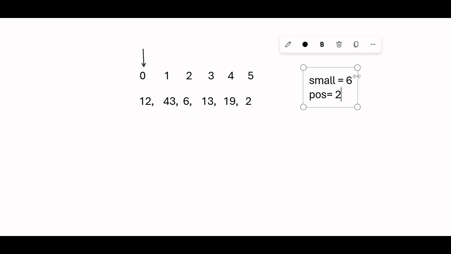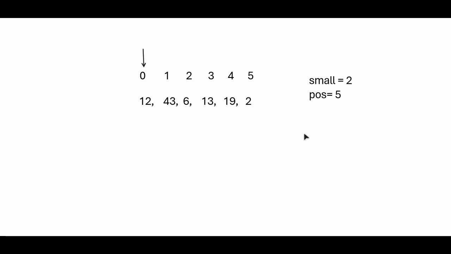And now 13 and 6, 19 and 6, 2 and 6. So 2 is smaller than 6, so small is updated to 2, and pos is updated to store the index where the 2 was found, which is 5. With this, the first iteration is over.